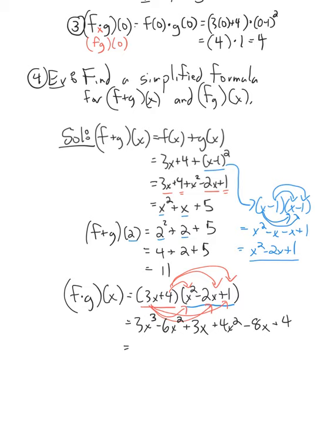And let's simplify this. So we'll do our x cubed first. There's just one of them, 3x cubed. Let's do our x squareds. Negative 6x squared plus 4x squared is minus 2x squared. Then we have 3x minus 8x is minus 5x. And we just have the 4 left over. And this is our simplified formula for f times g of x. So there we go. That's how we can combine functions to make new functions.